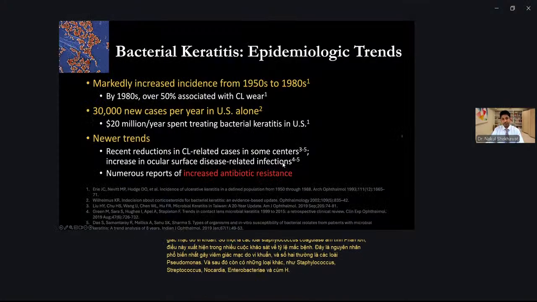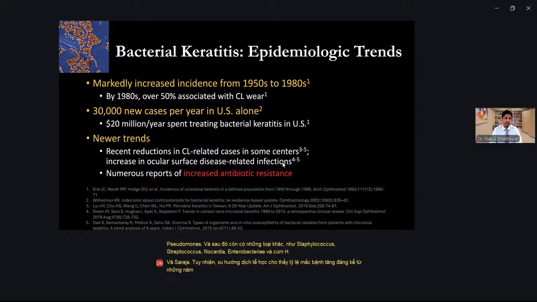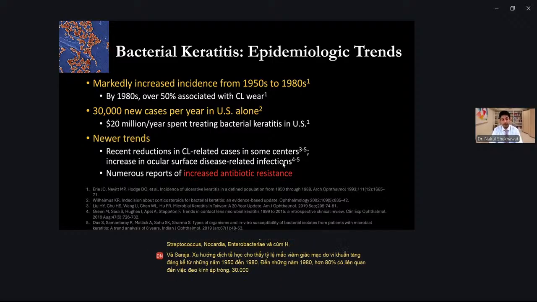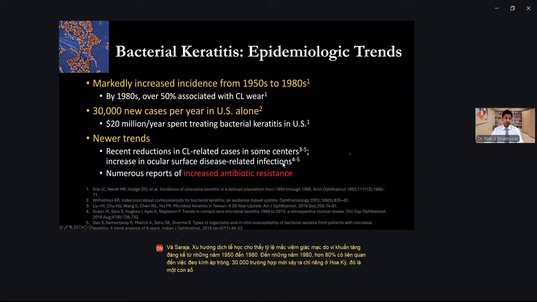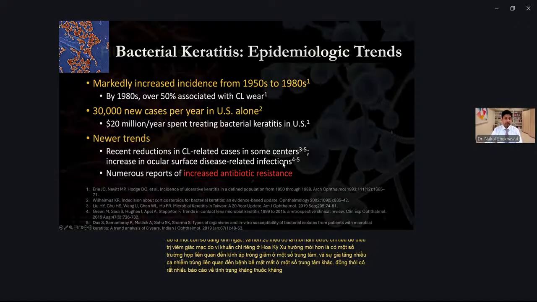So the epidemiologic trends, though, are that there is markedly increased incidence from the 1950s to the 1980s in the occurrence of bacterial keratitis. By the 1980s, over 80% were associated with contact lens wear. 30,000 new cases occur in the US alone, which is a staggering number, and over $20 million a year are spent treating bacterial keratitis in the United States alone. Newer trends are that there are some reductions in contact lens related cases in some centers and more increase in ocular surface disease related infections in some other centers. And there are numerous reports of increased antibiotic resistance and increasingly its association with worse clinical outcomes.